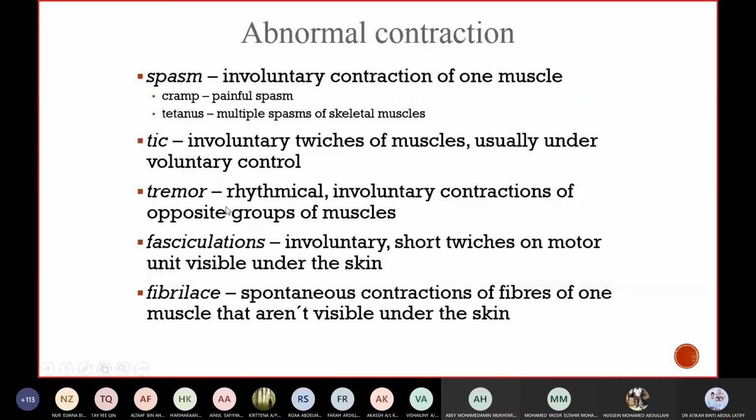And tremor, rhythmic involuntary contractions of opposite groups of muscles. And fasciculations, involuntary short twitches of a motor unit visible under the skin. This is not moving a limb or an organ, but you see the twitches under the skin, like there's something moving inside the skin, and that's fasciculations. Fibrillations are spontaneous contractions of fibers of one muscle that aren't visible under the skin. So fibrillation is abnormal contraction that you cannot see.